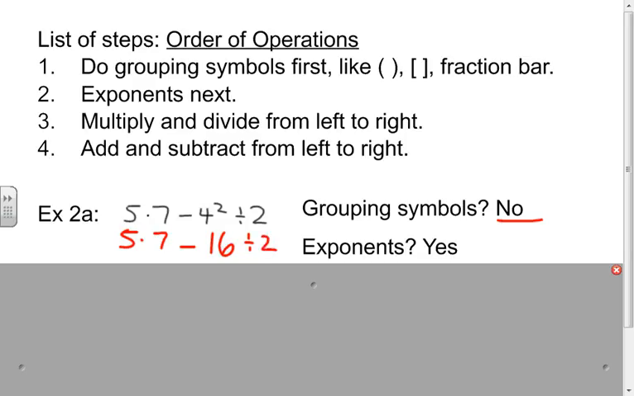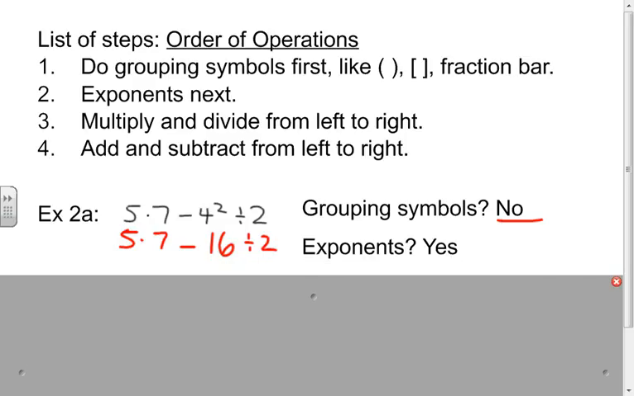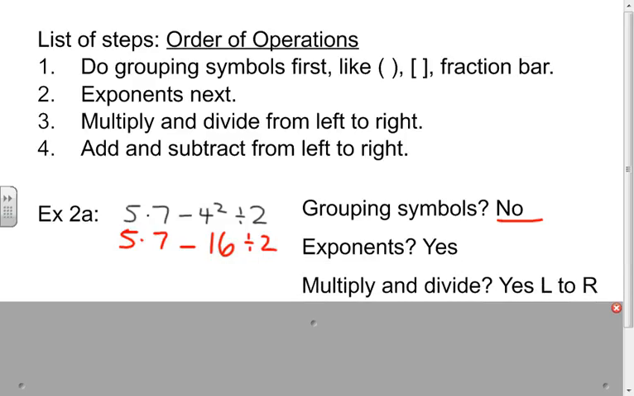Okay, I just do one step at a time. Do I have any more exponents? No, I don't. So I move on to step 3, which is multiplication and division. Do I have any multiplication and division? Yes, I do. So I start on the left, and I do that one first.